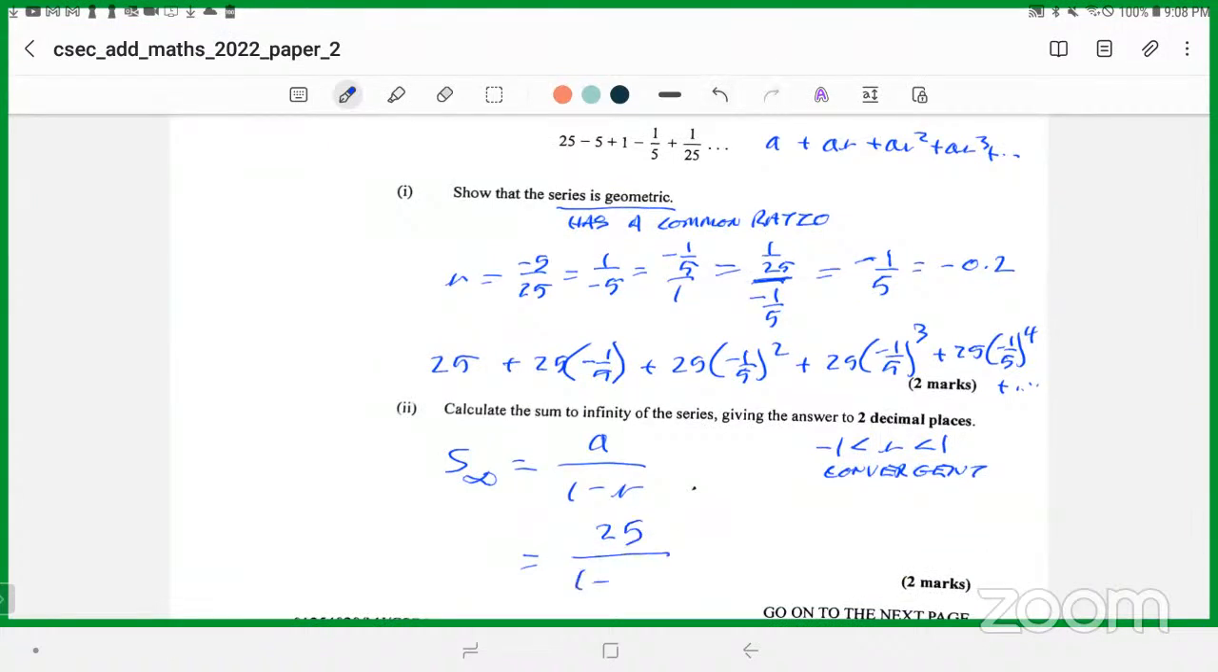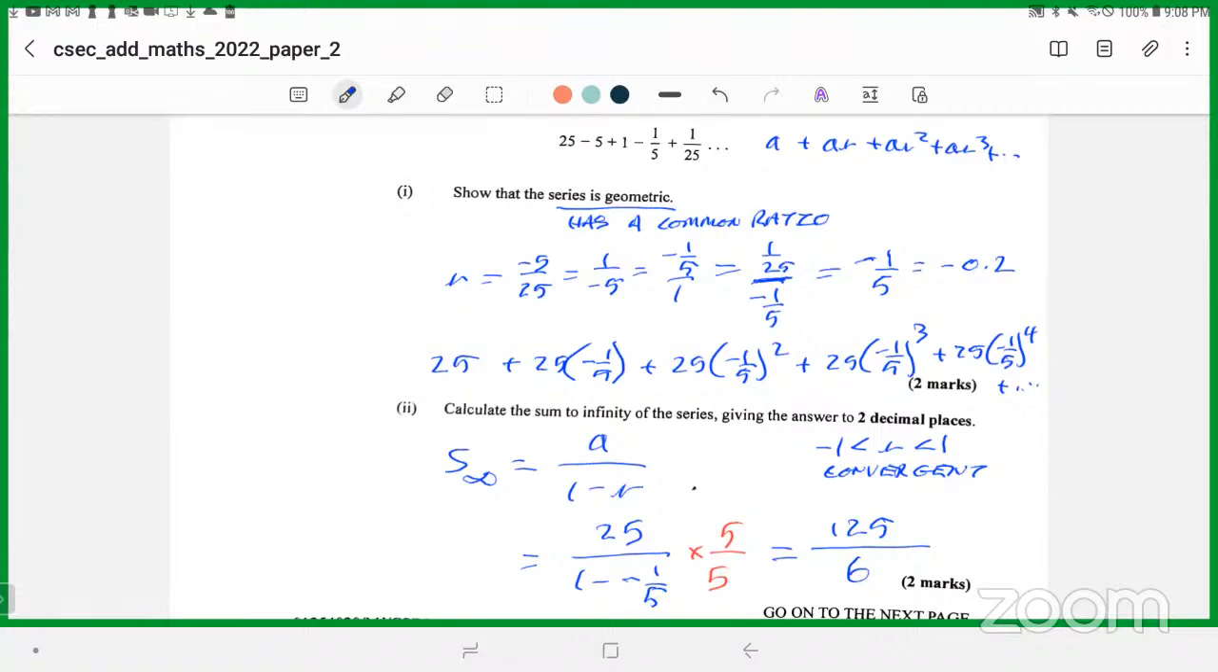1 minus the common ratio we said was negative 1 over 5. So it's minus 1 over 5, and this minus minus becomes a plus. To simplify this quickly, multiply the numerator by 5 and the denominator by 5. The numerator, 5 times 25, is 125, divided by 5 times 1 is 5. The 5 here cancels, and 5 plus 1 is 6. So it becomes 125 over 6.